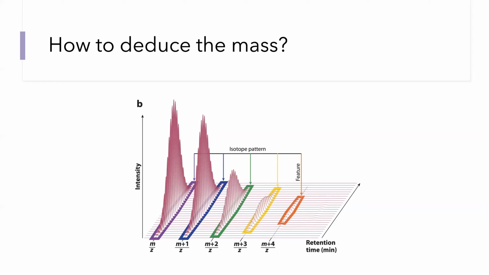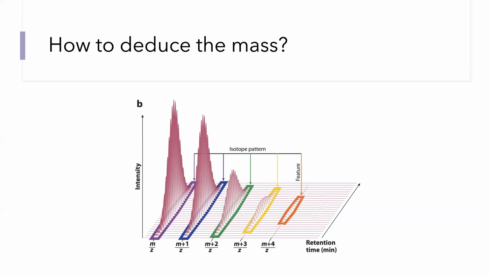These peaks are actually quite useful for determining the charge of the ions. Because remember, mass spec instruments don't measure mass. They measure mass over charge. And if we want to know the mass, we have to determine the charge.